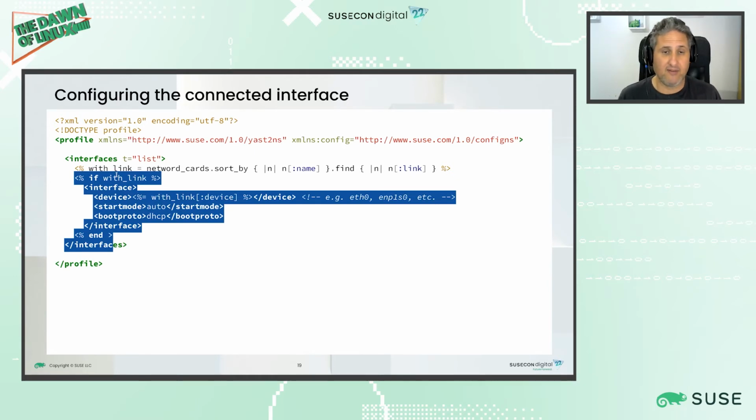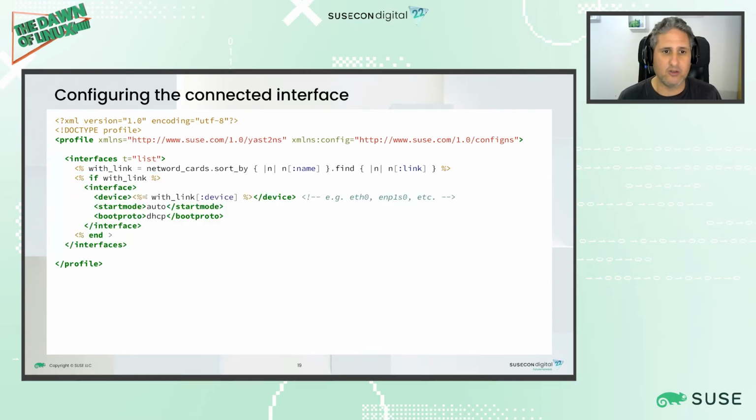But if I find something with link, I'm going to use that device name, that might be eth0, enp1s0 or whatever, and it will be included in the device element. So I'm searching for the first network card which is connected, and I will set up that network card. So you can combine many helpers and different approaches to have really dynamic profiles.